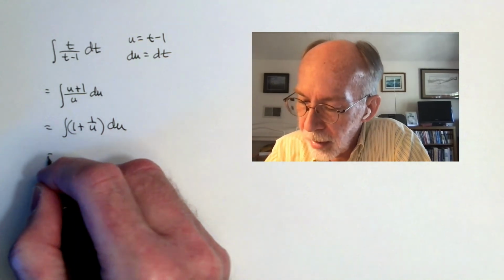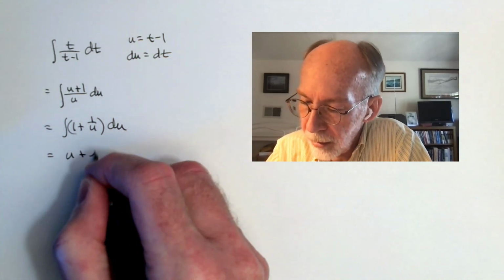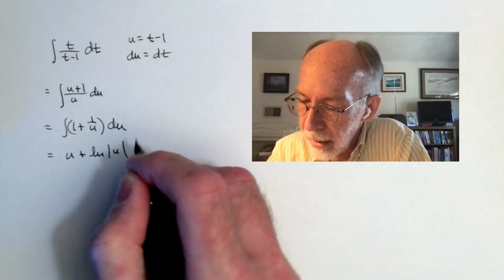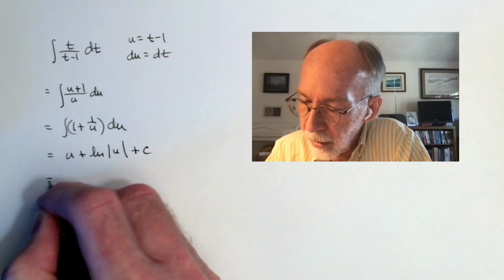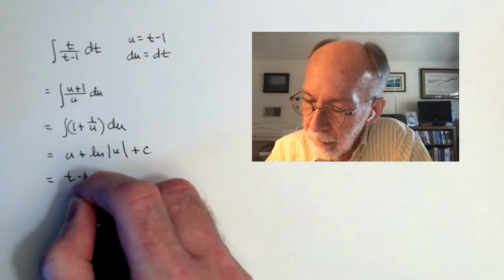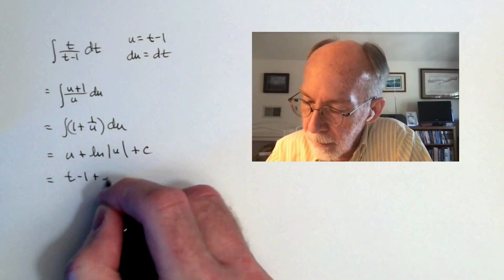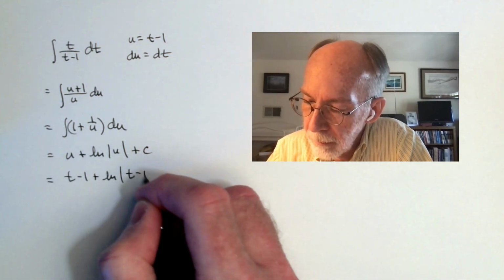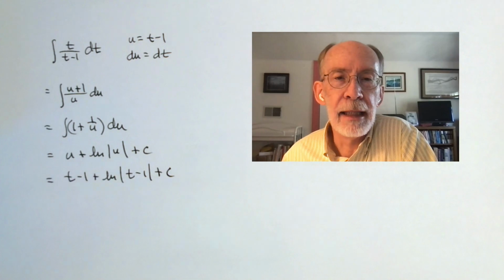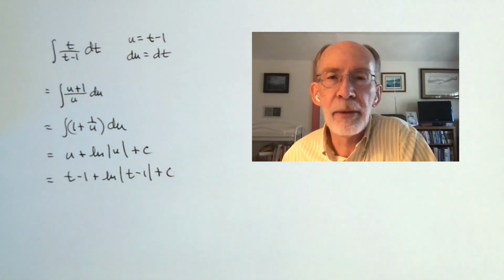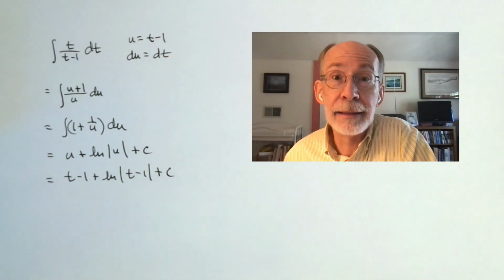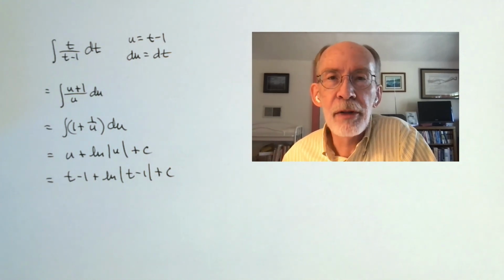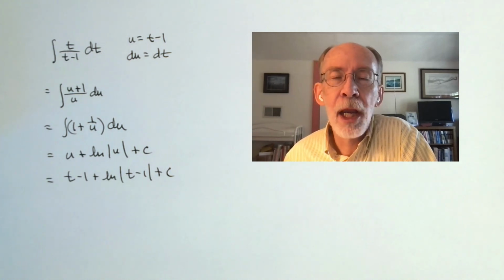This is u plus ln absolute u plus a constant, but u was, of course, t minus 1. And again, without breaking too much of a sweat, we've managed to evaluate an integral that might have been a little bit daunting before you became aware of this technique. So use it for good.